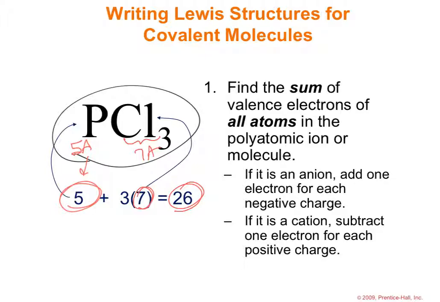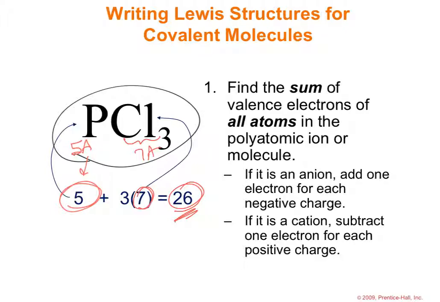Now that's important because when we draw our Lewis structure and start putting the dots or the valence electrons around the atoms, we need to find the proper place for all valence electrons, all 26 valence electrons.